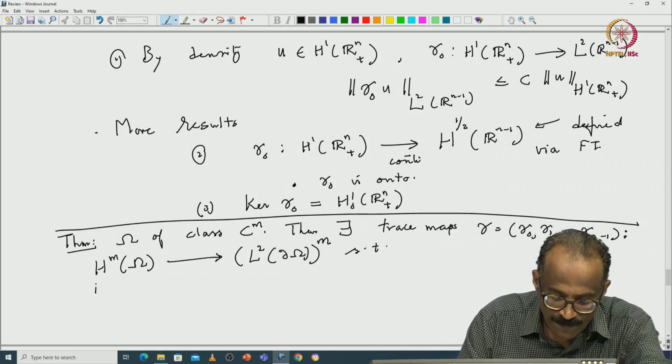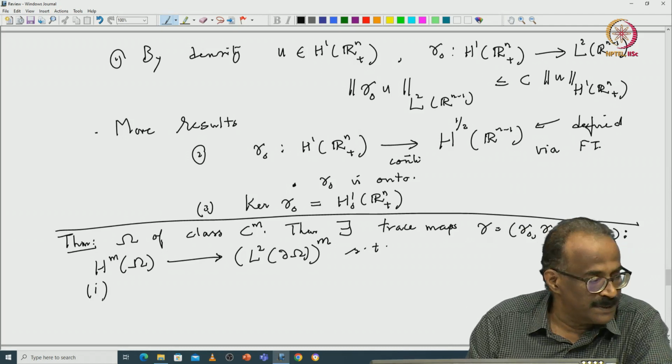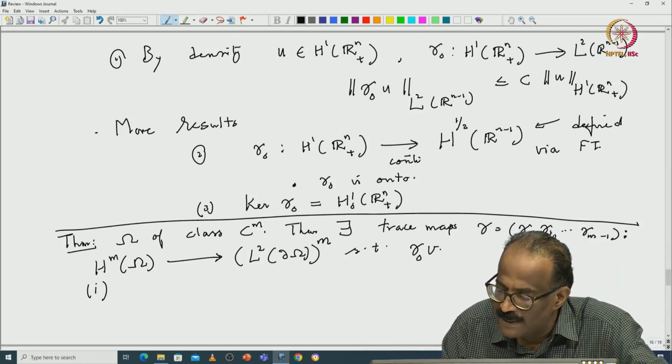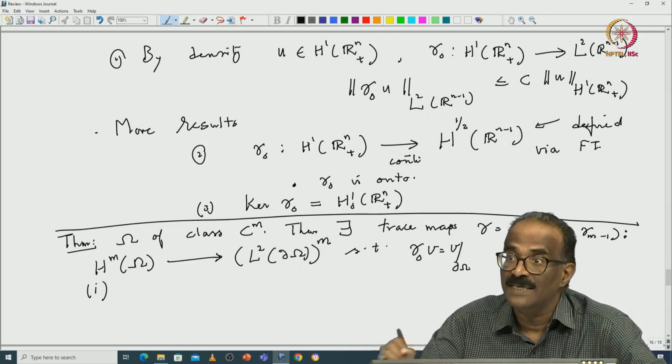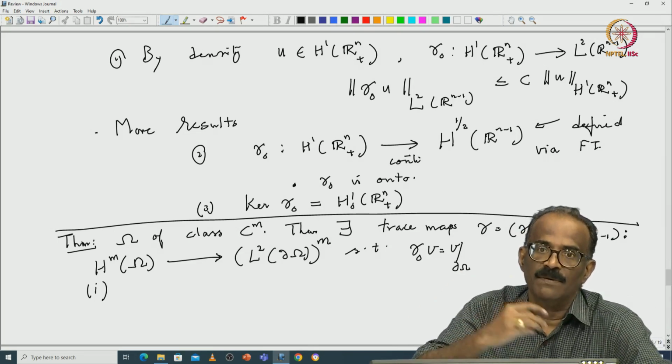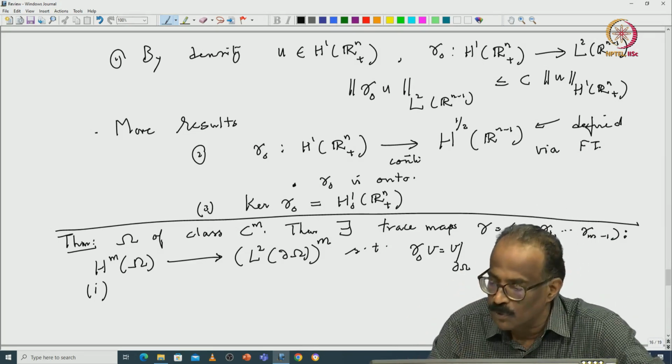Its image, what is this? Such that gamma naught of v is v restricted to the boundary of omega if everything is smooth. If it is smooth, it is the same restriction. Otherwise, you have to do it as an operator.